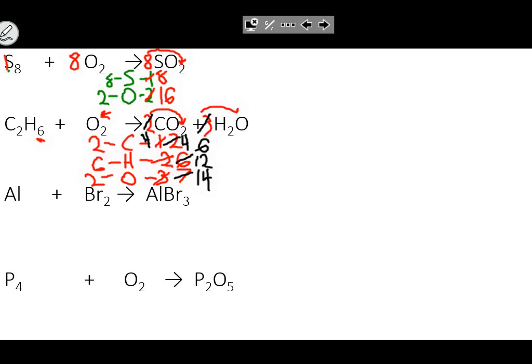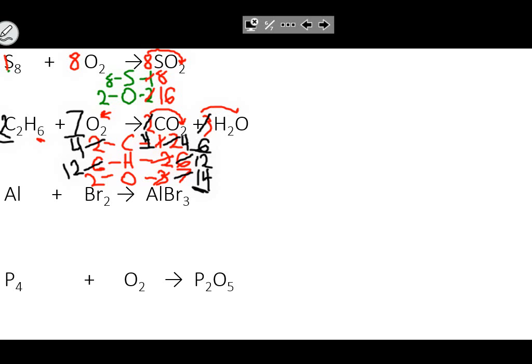I'll put 2 here. Should have left myself a little more room on the PowerPoint, but whatever. We got 4, we got 12. Now, what can we put in front of O2 to give us 14? That would be 7. So we end up with 2, 7, 4, 6.